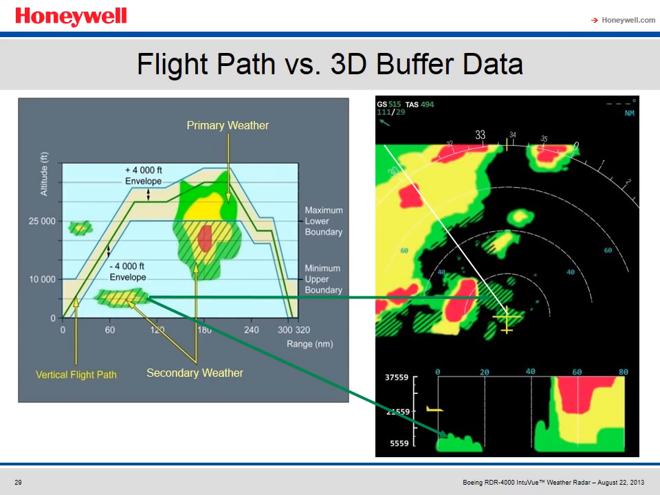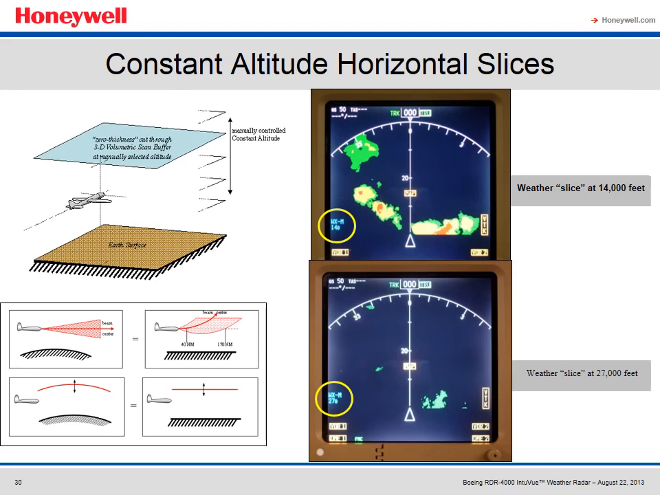Shown here is an example to illustrate how weather on and off of the flight path is shown on the nav display. The pilot can also extract altitude slices out of the buffer, corrected for the Earth's curvature, and display them on the ND. Here we have the same storm cell with slices extracted at 14,000 feet and 27,000 feet. This analysis mode provides a simple means for making deviation decisions.